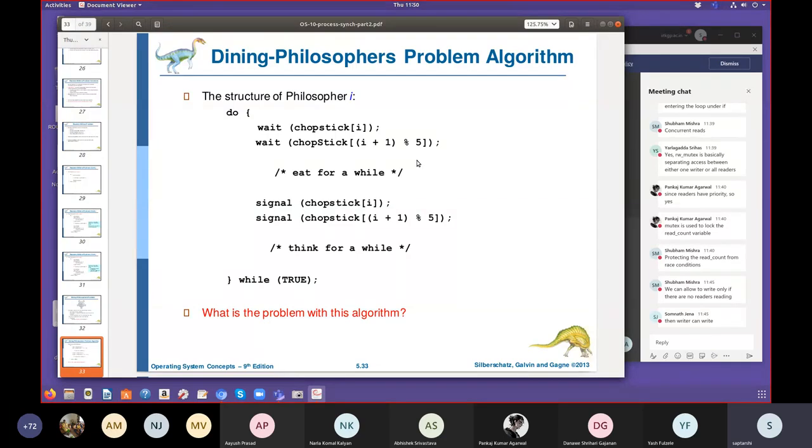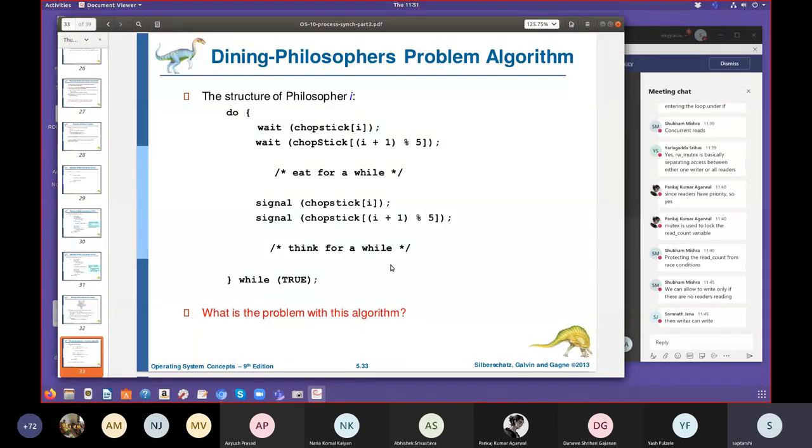But philosopher 5 is waiting for chopstick 5 and, okay, 0, 1, 2, 3, 4, sorry. So philosopher 4 is waiting for chopstick 4 and 0. That's (i+1) modulo 5. So they wait for these 2 chopsticks, and then they eat for a while. Then they signal the 2 chopsticks. Then they again think for a while. So this is the remainder section, if you think. So they are not trying to access the shared resources here. This is what they do. Simple. But then there is a problem with this algorithm.